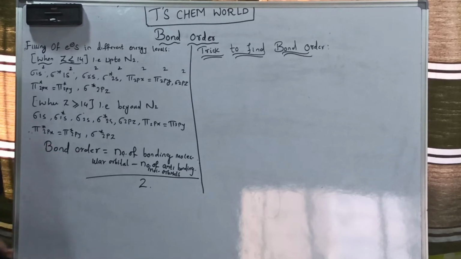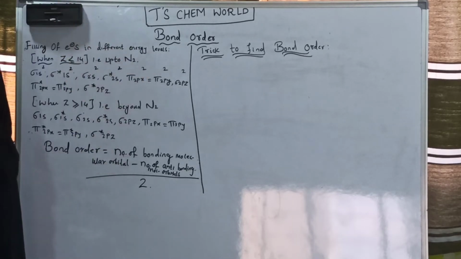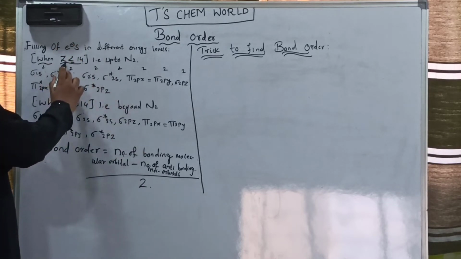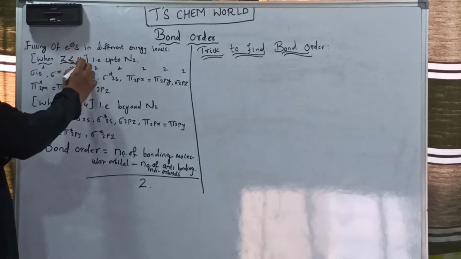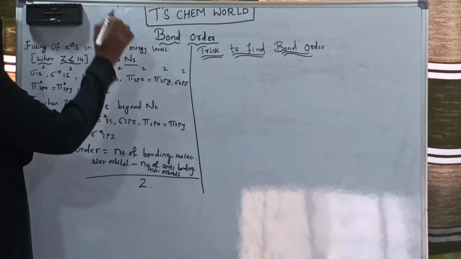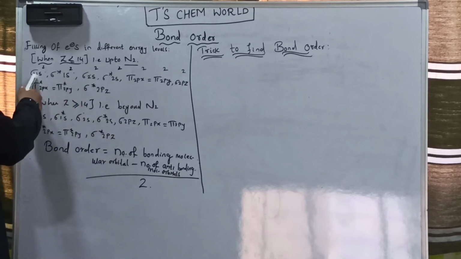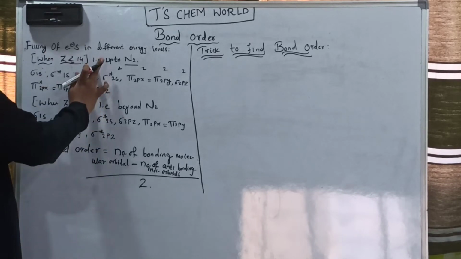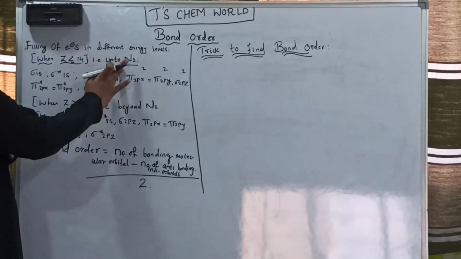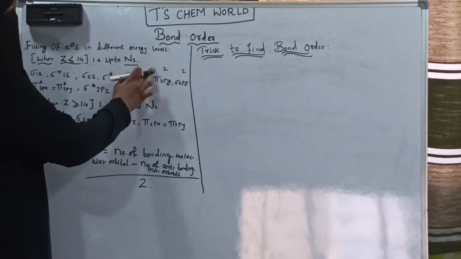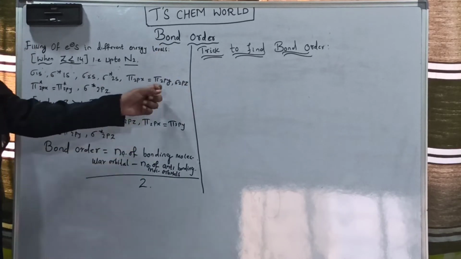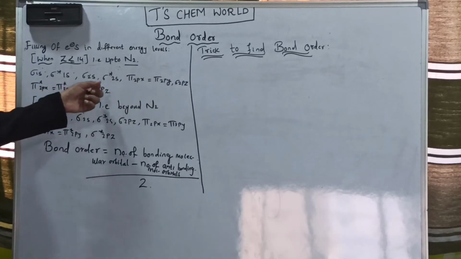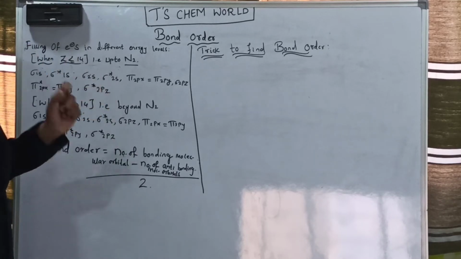And for that, the filling of electrons in different energy levels has been given by these two different sequences. First, when Z or atomic number is less than 14, that is up to N2: sigma 1s, sigma star 1s, sigma 2s, sigma star 2s, pi 2px, pi 2py, and sigma 2pz, pi star 2px, pi star 2py, or sigma star 2pz.